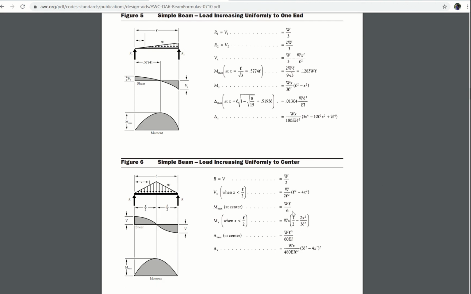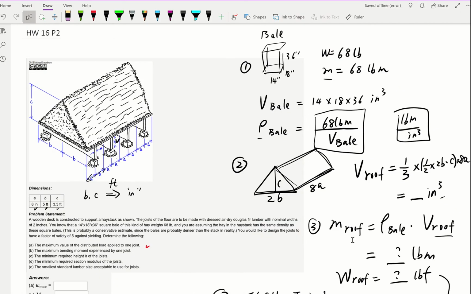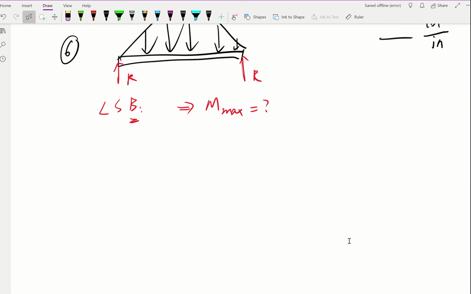So it's WL over 6. Knowing that, we're going to come back here. So this is going to be equal to WL over 6. And make a note, this W is the total load on the beam.